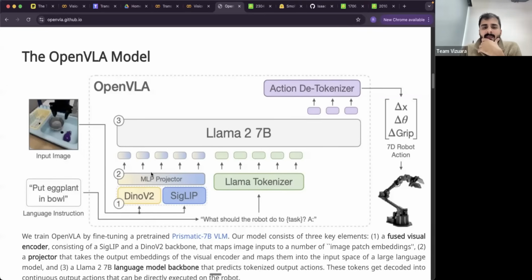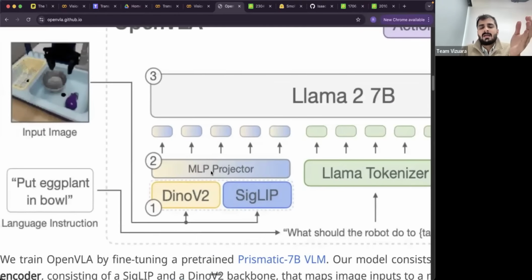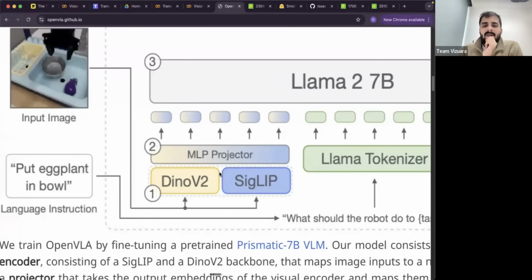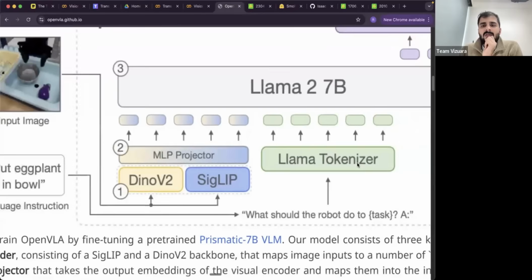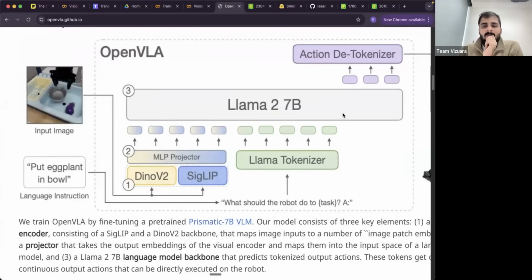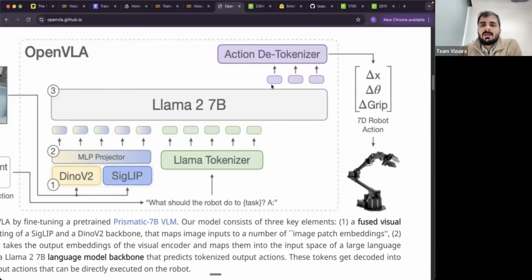Now the images are separately tokenized using this same MLP projector like we had in VLAs, right? We had this projector which converted images into input embeddings. Similarly, we have this projector here, and the language instruction is tokenized using a Llama tokenizer. All of these tokens then go as an input to this Llama 2 7 billion parameter model, which is trained to then predict the actions at the end.